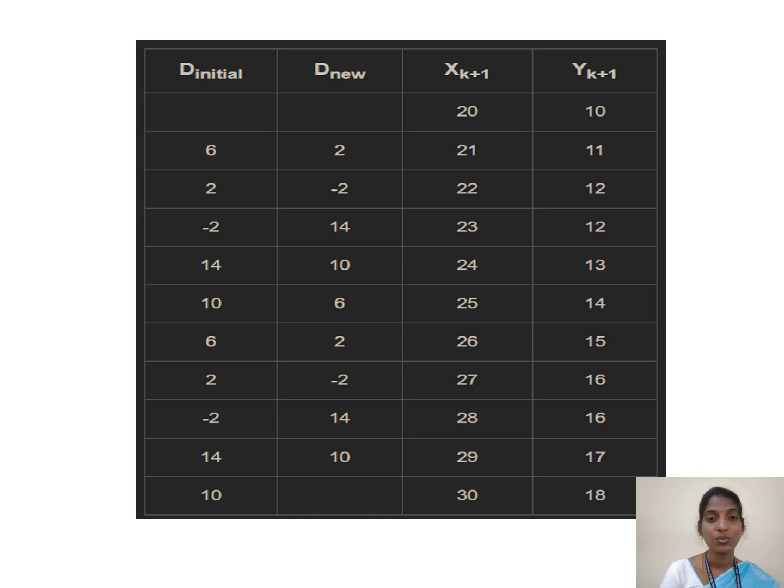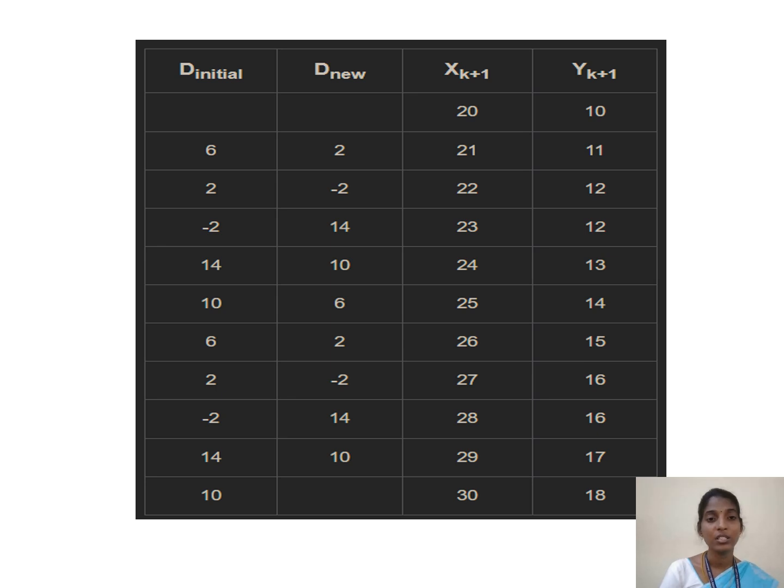The initial value is 2, and the new value is minus 2. Then the initial value is 2, so here case 2 is applied. So case 2 applied means xk plus 1 is equal to 22, yk plus 1 is equal to 12. Then the initial value is minus 2, the new value is 14. Here the initial value is minus 2, so xk plus 1 is equal to 23. Then yk plus 1 is equal to 12. Then the initial is equal to 40, the new is equal to 10.